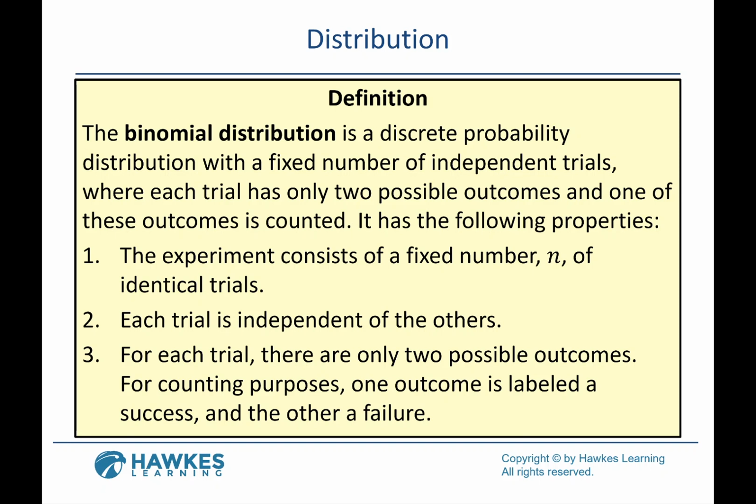Number 2 is a little trickier to explain since we skipped the probability chapter, but it says each trial is independent of the others. That means when we do the experiment once, it doesn't have an influence on the outcome the next time. A good example is flipping coins. If you get heads or tails on one trial, it doesn't affect the next one. The next time it's still 50-50.